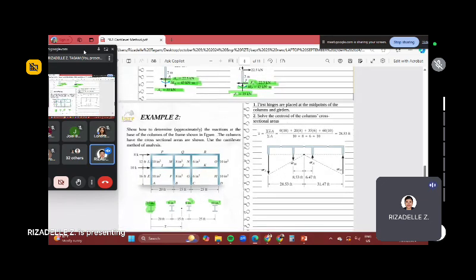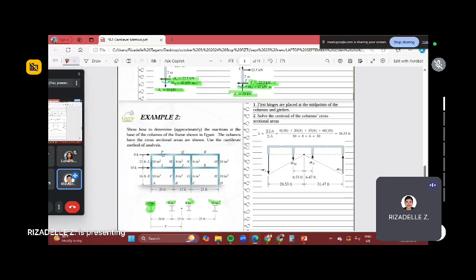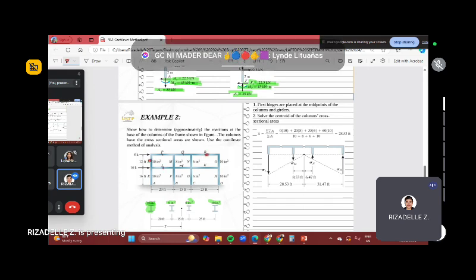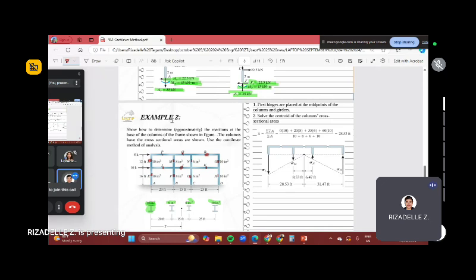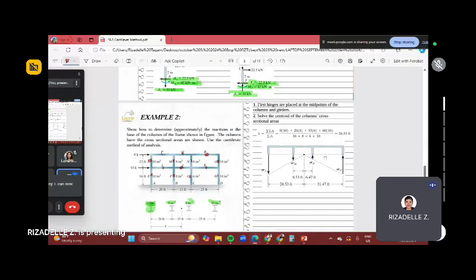First is you will place hinges at the center of the beams and the columns. Naa tay hinges diha. And the second is you will solve the centroid of the column's cross-sectional area.